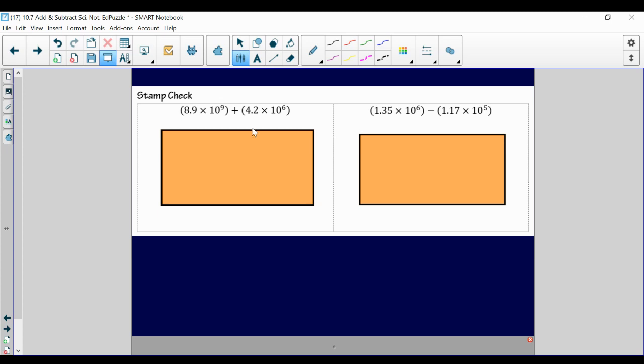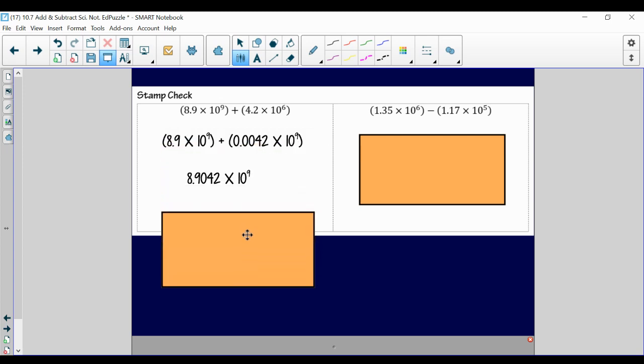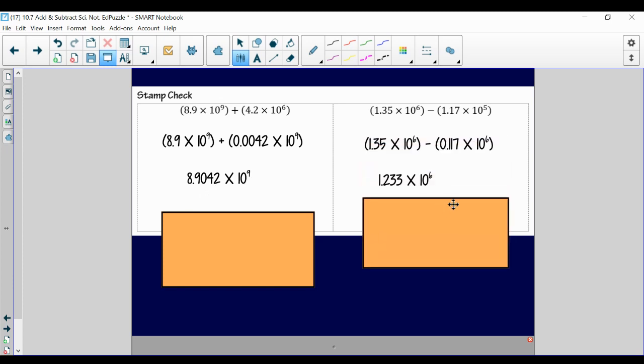Last 2 is the stamp check, so you need to complete these, and then you can check your answers. This would be 8.9042 times 10 to the 9th, and the second one would be 1.233 times 10 to the 6th.